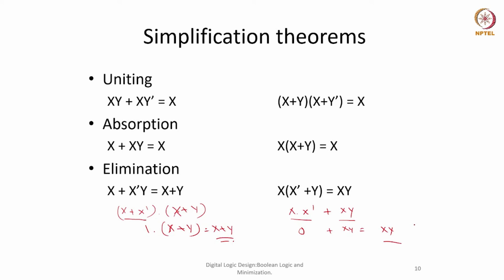In absorption we say that if there is a variable x and any other expression which has x multiplying with or ANDing with some other list of variables, all of them could be absorbed in x.